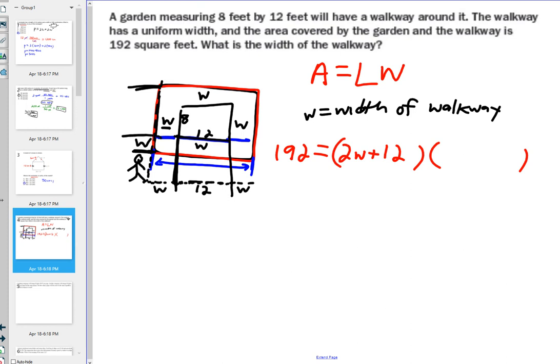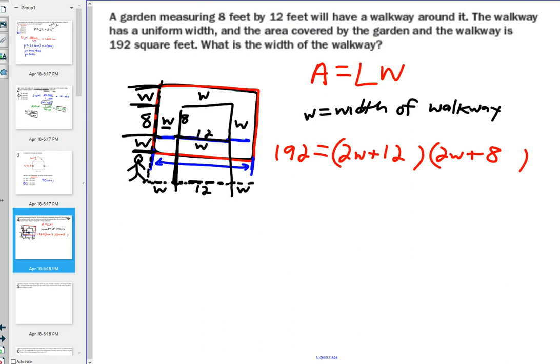Again, you'd have to walk a W at the end, but in between the W's, how far would you walk? 8. Yeah. So this is going to be 2W, where that little W is what I decided to call the width of the walkway. If I can find the little W, I know how wide the walkway is.